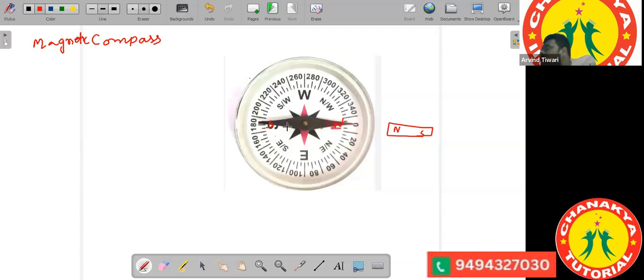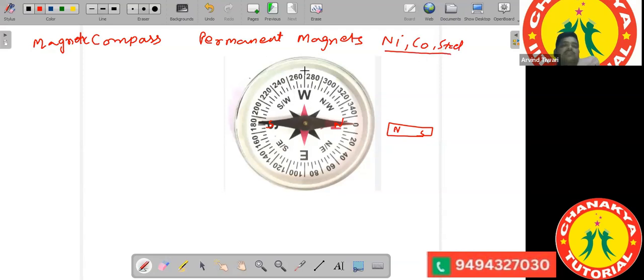So it can be of various types. You can take permanent magnets, which are your alnico magnets. Your permanent magnets are made up of alnico. Alnico means an alloy of nickel and cobalt. Permanent magnets are made up of nickel, cobalt, and steel. These are the materials of which we make permanent magnets. Now let's see the next one.